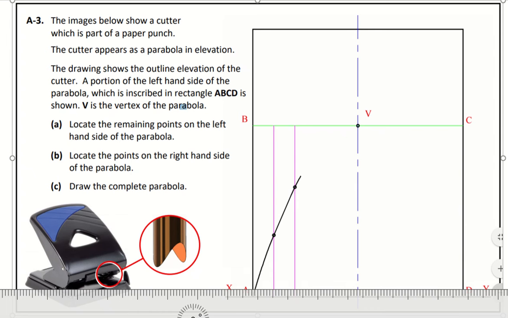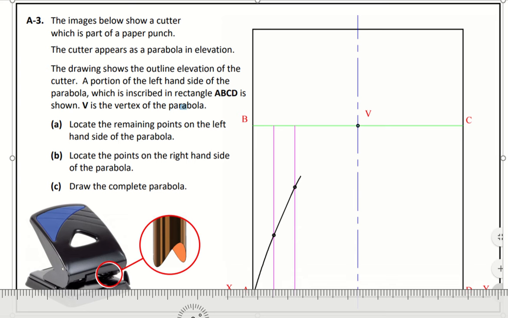Hi folks, okay, so I'm just going to do a quick video on how to draw an ellipse or a parabola within a rectangle. So let's look at question A3, section A, question 3 from the 2019 ordinary level DCG examination paper from the SEC, State Examinations Commission.